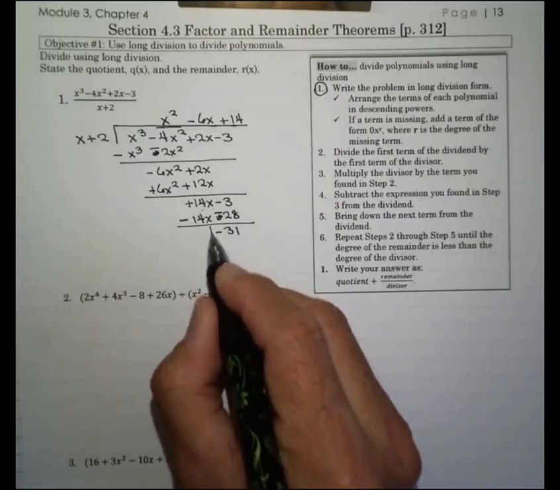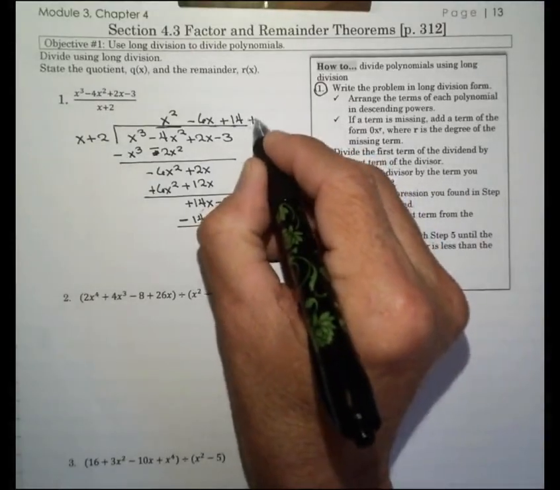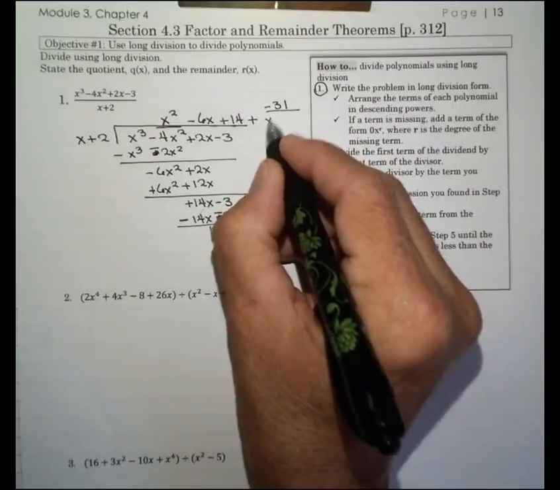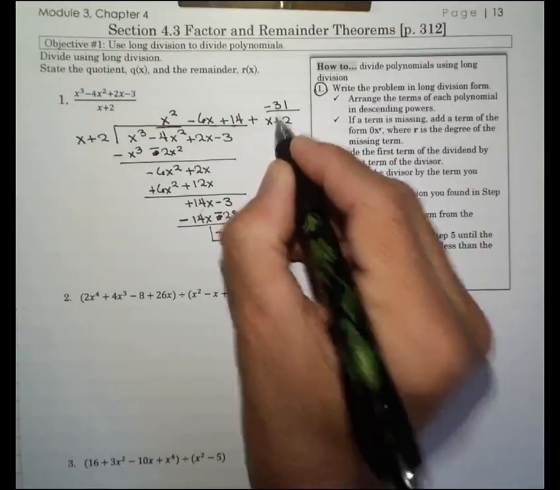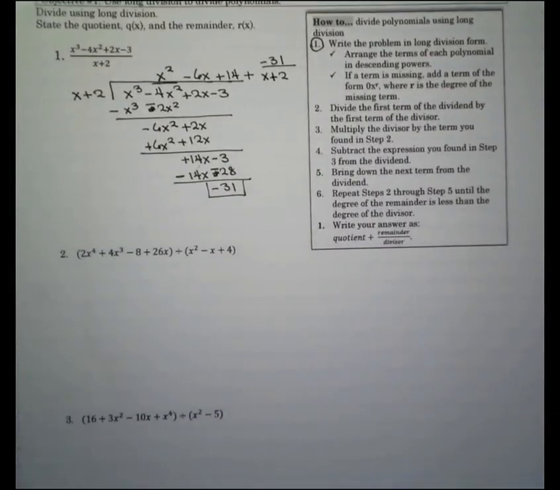So I do have a remainder. How do I write that remainder? Well, I say plus negative 31 over the divisor, which is x plus 2. And that's our long division of polynomials. I've got a couple more for us to practice with.